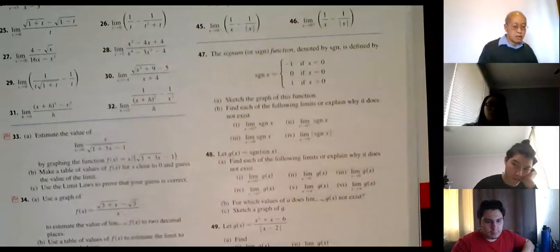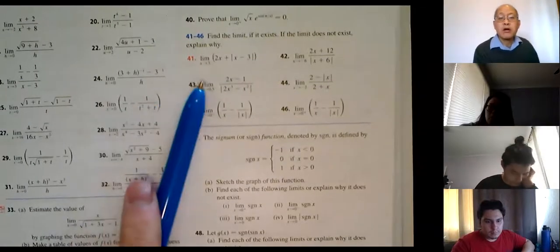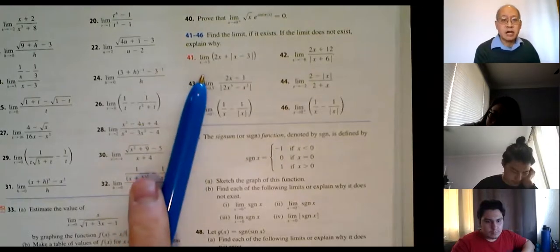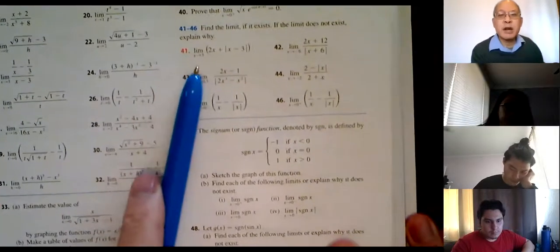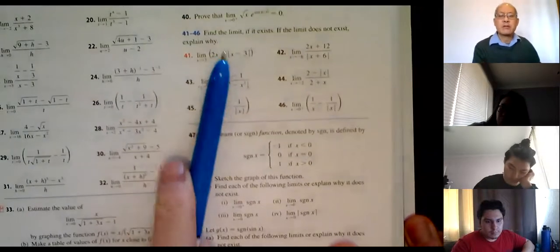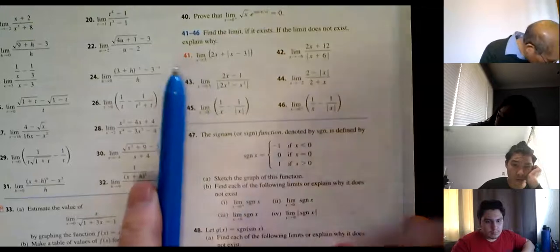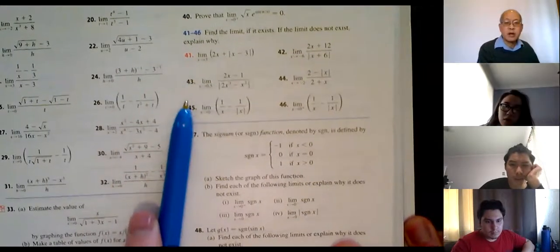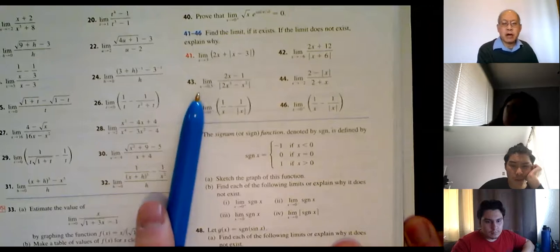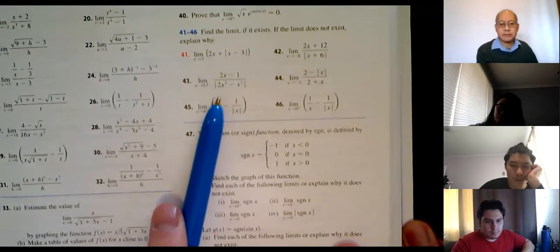And for some of the problems at the end, 41, find the limit if it exists. 41 is so straightforward, it's just a plug-in, folks. It says limit as x approaches 3 of 2x plus absolute value of x minus 3, just direct substitution. Okay, and I don't think there's going to be any problem with direct substitution. 43, there might be some problem. Yeah, I think there is some problem. So the key for 43 is to do some factoring.